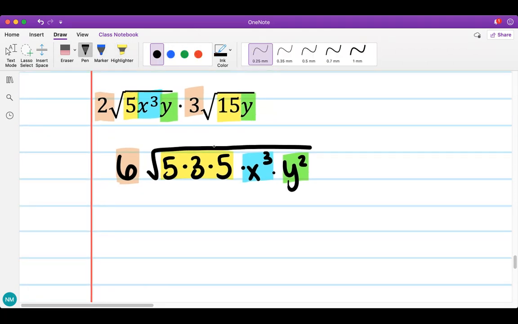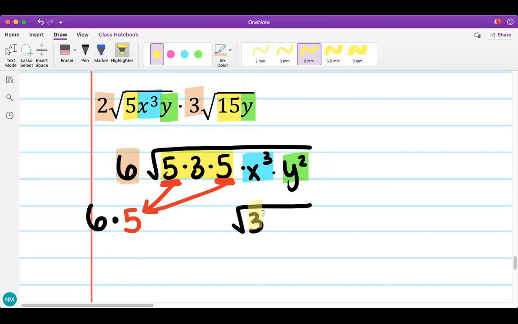Now, what is going to come out? What pair is there? 5 or 3? Well, 5 is a pair. So this 5, 1 and 2, are going to come out as 1, 5. But that 6 doesn't go away. That 6 stays on the outside. So it's going to be 6 times 5. Then, again, I'm going to rewrite my root. What stays on the inside, what didn't escape, is that 3. That 3 does not escape. That 5 comes out. The 3 does not.